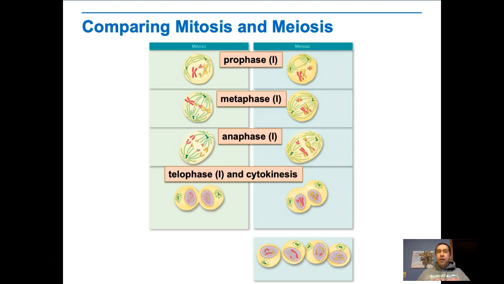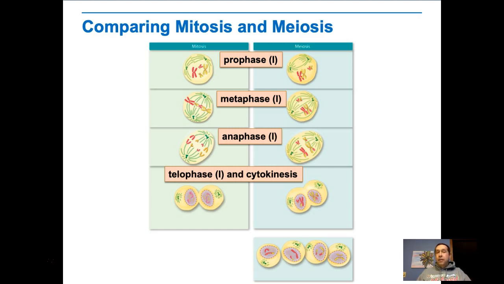So again, if you compare the 2 processes, mitosis produces diploid cells that are identical to the parent cell. There's 2 daughter cells produced. It's asexual reproduction, it's growth, it's repair. The only variability comes if there's a mistaken copy in the DNA, a mutation.